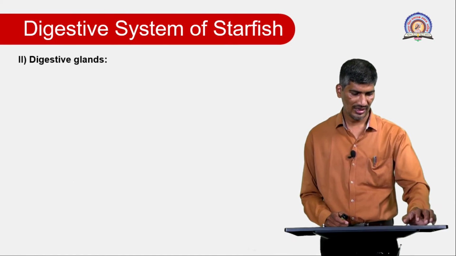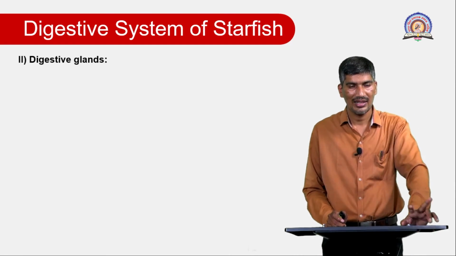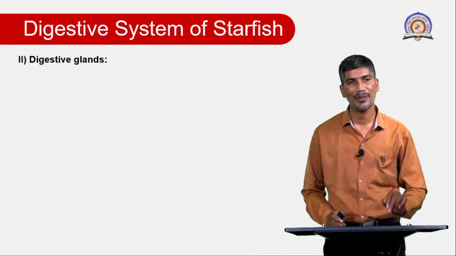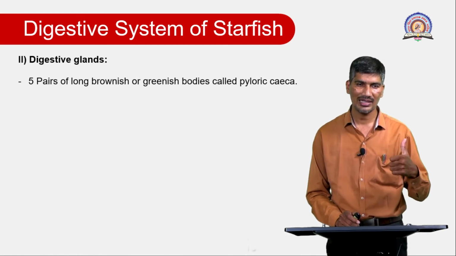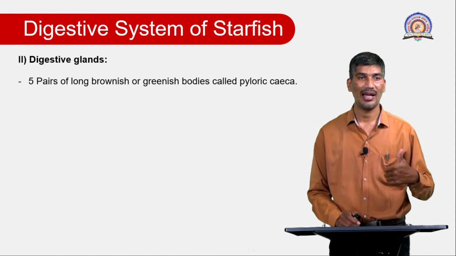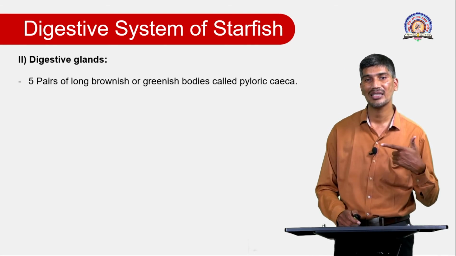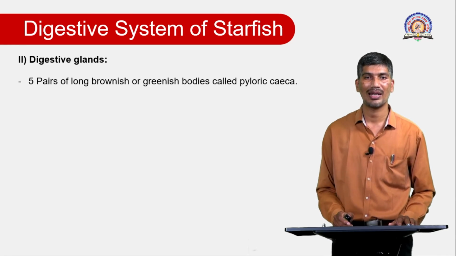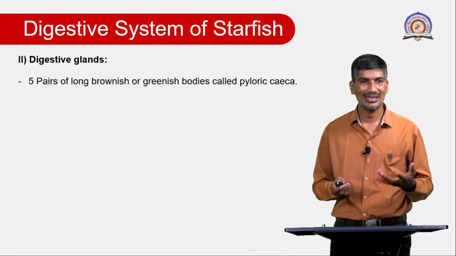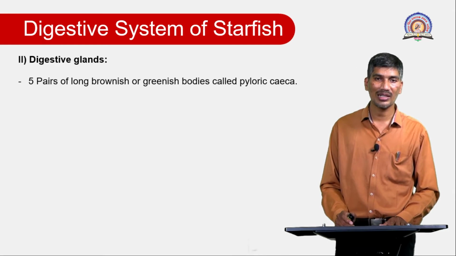Then, as the second part of the digestive system, we discuss in today's lecture the digestive glands. In the previous discussion on the elementary canal, we can observe two types of digestive gland. The first is the gastric gland, present in the cardiac stomach wall. The second is present on the five pairs of brownish or greenish bodies extending into the arms. This is the second largest digestive gland, and it helps in the digestion of food contents inside the body.